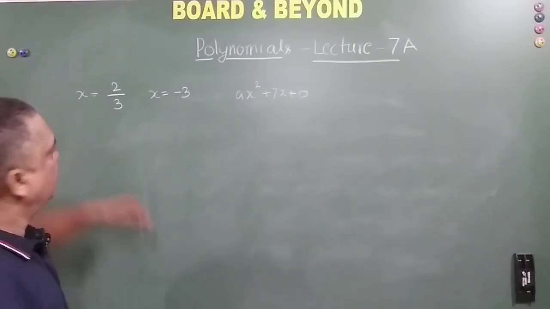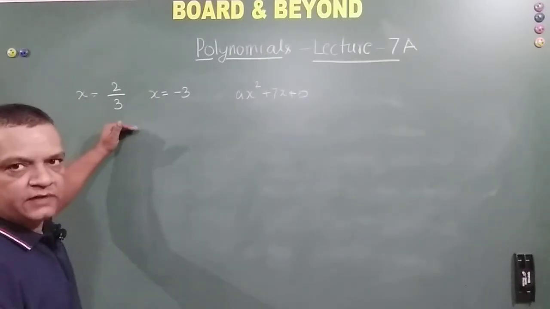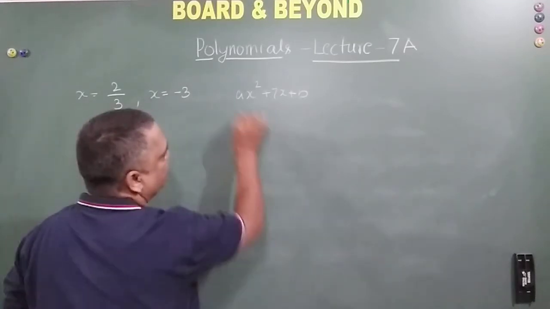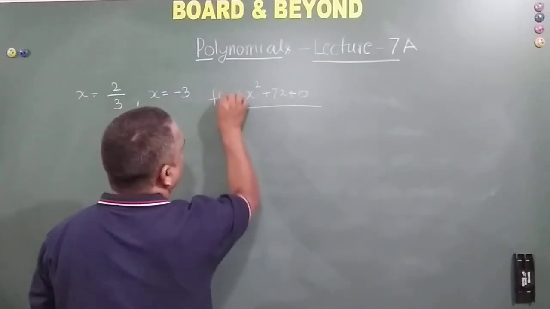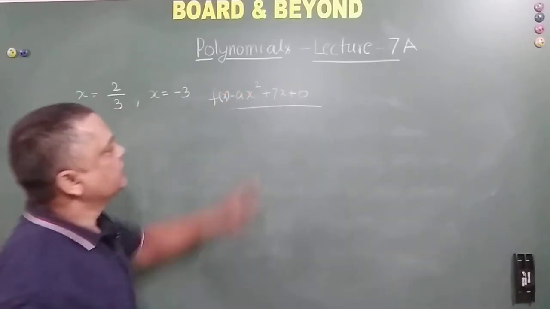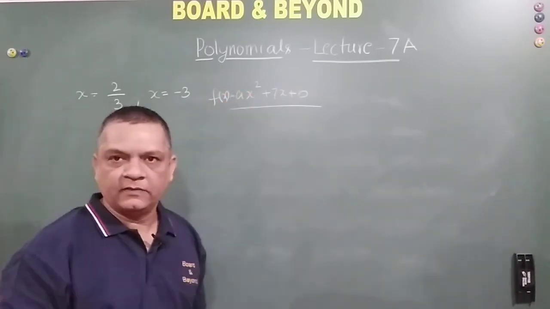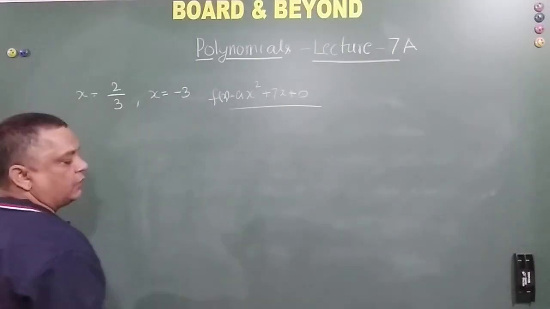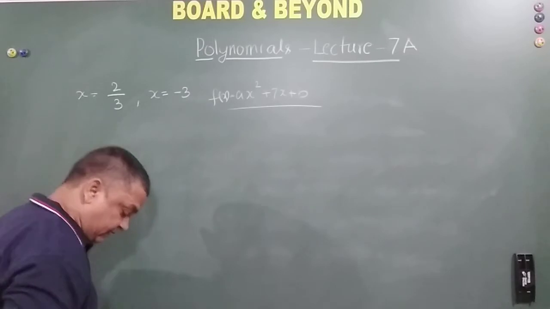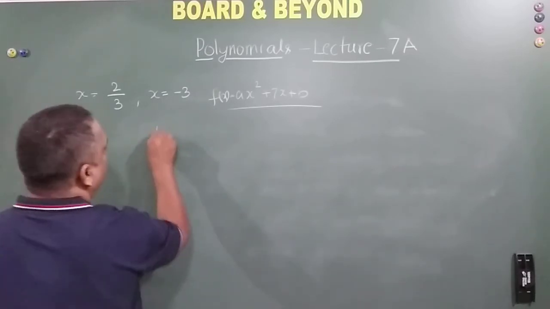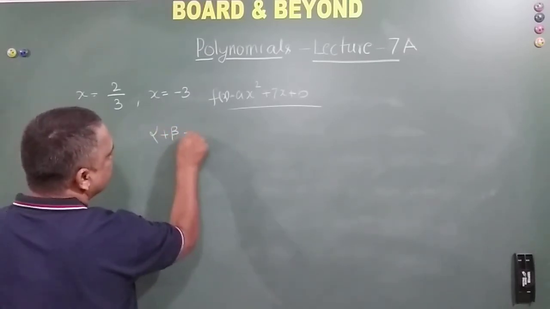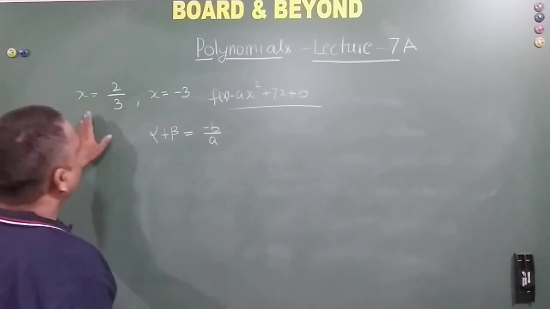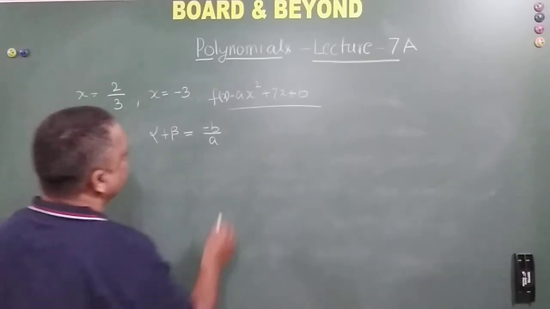The question is, if x is equal to 2 by 3 and x is equal to minus 3 are the two roots for this polynomial f of x, we are expected to find the value of a and b. So we know two roots here, dear friends. What we understand from the previous examples is that alpha plus beta is equal to minus b by a. So alpha plus beta from this side is 2 by 3.